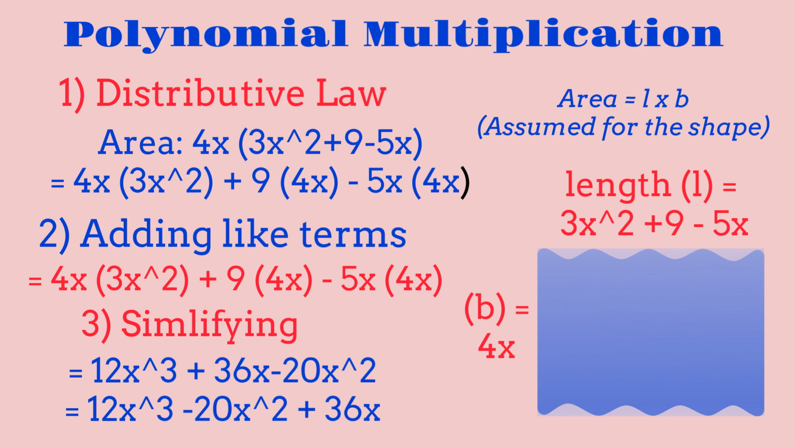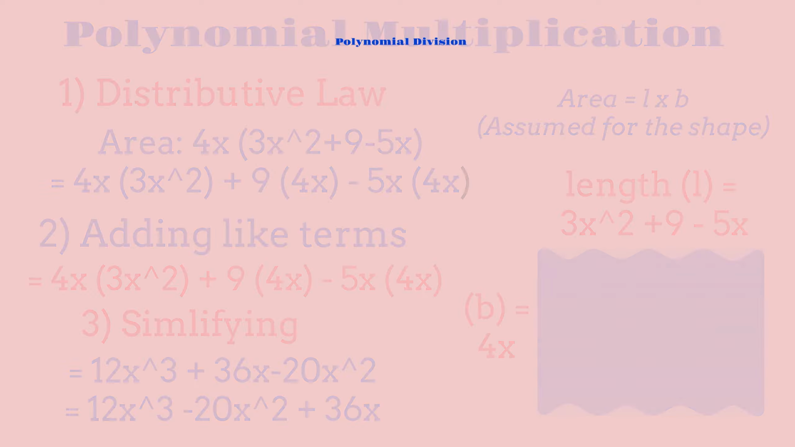So now our equation looks like this: 12x to the power of 3 minus 20x to the power of 2. And finally, we can bring in that 36x. Then our final equation will look like this: 12x to the power of 3 minus 20x to the power of 2 plus 36x. And just like that, we learned how to multiply polynomials. Now we're going to be moving on to dividing polynomials.